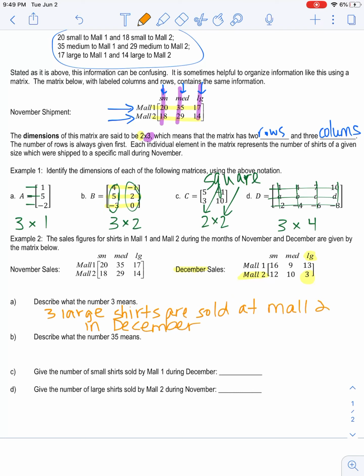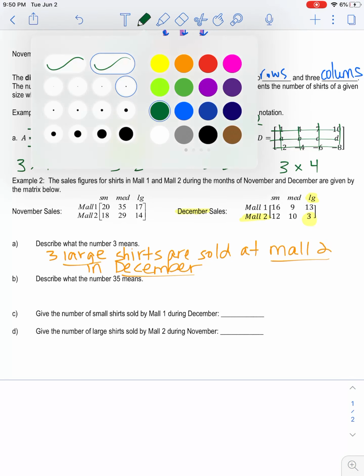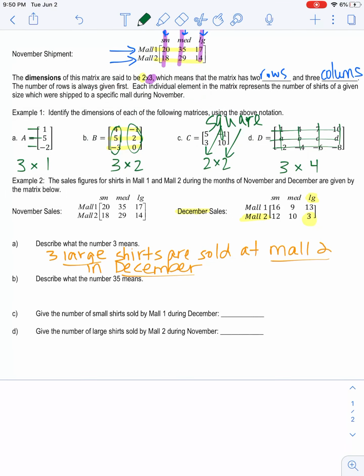So once again, make sure you have which month, which mall, and which size. And as long as you have all three of those components, then you would get full credit on a question like this. So for part B, we're doing the same thing. We just have the number 35. If you'd like to go ahead and hit pause on this video and try to look at what number 35 means on your own first, go ahead, and then you can go ahead and hit play to check your answer.